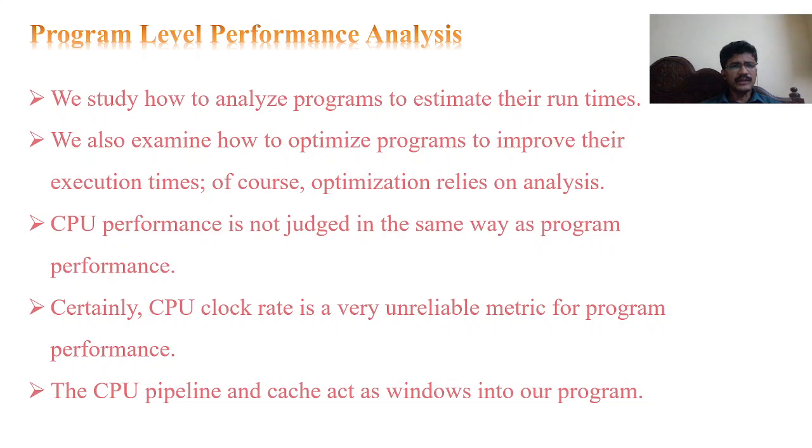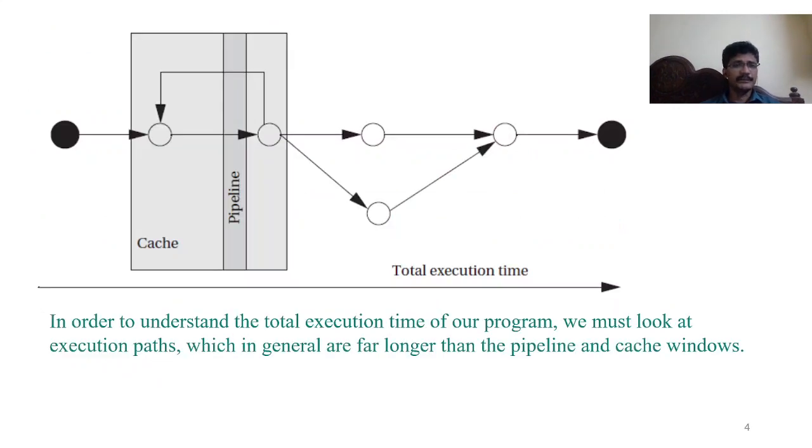Then CPU performance as such is not judged in the same way as program performance. People tell that increase the clock rate, you can do it, measure the performance by using CPU clock rate. But CPU clock rate is an unreliable metric. So we can include CPU pipeline or cache, which can act as windows into a program.